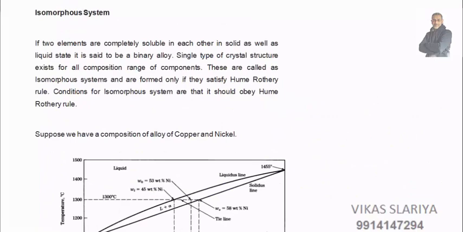Isomorphous systems. What are isomorphous systems? If two elements are completely soluble in each other in solid as well as liquid state, it is said to be a binary system. We know this thing, right? It means a single type of crystal structure exists for all composition range of components. These systems are called isomorphous systems and are formed only if they satisfy the Hume-Rothery rules.